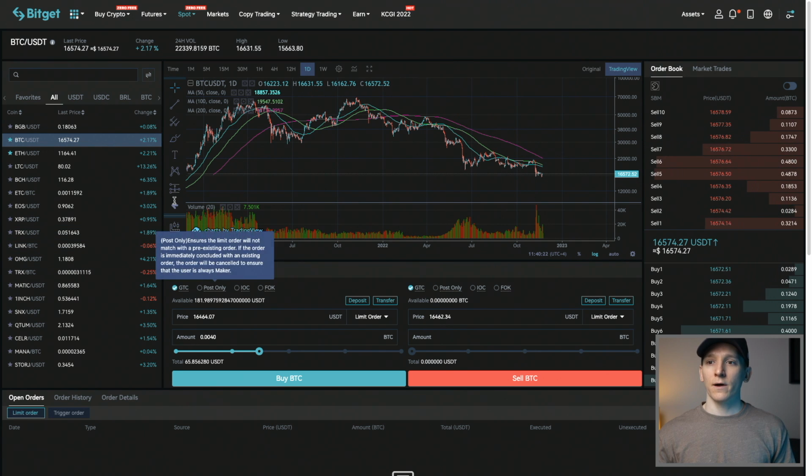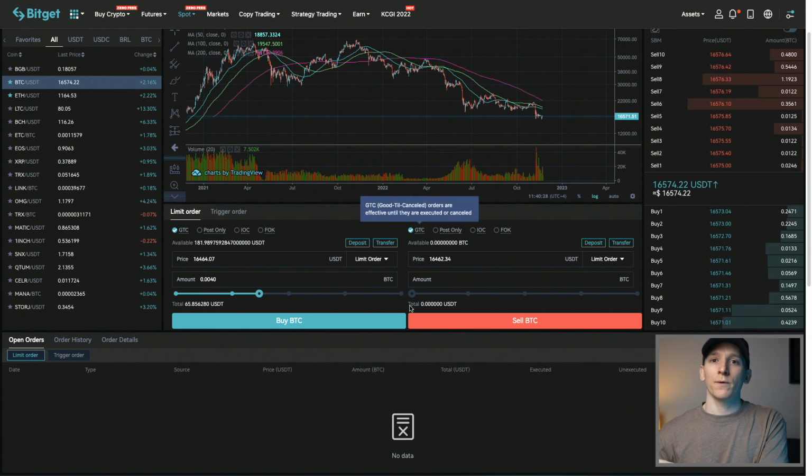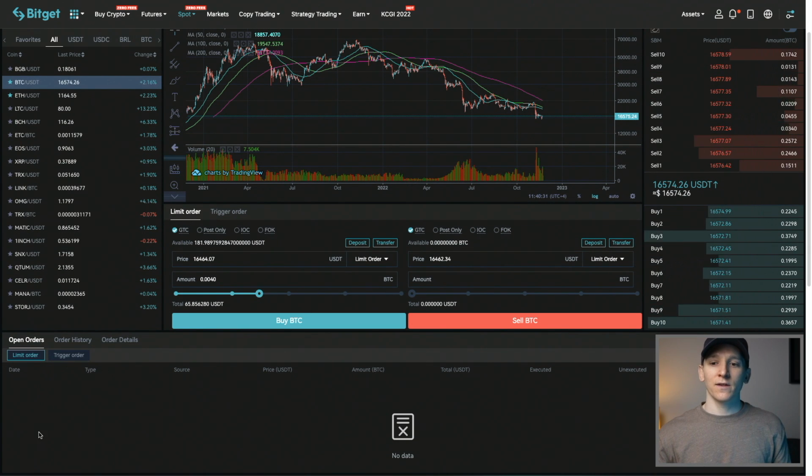But that's very simple, right? So we have all of the currencies that we can trade. We have the charts of them and the order book on the right-hand side. This is where we put in our orders. And then as you can see, this is just a list of our orders down here in terms of any open orders that we have or any trade history that we have as well.